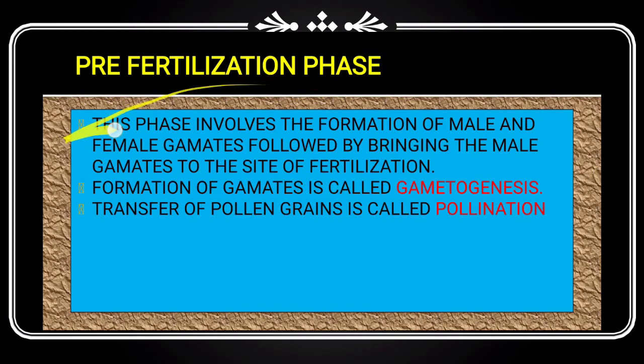This phase involves the formation of male and female gametes, followed by bringing the male gamete to the site of fertilization. Formation of gametes is called gametogenesis. Transfer of pollen grain is called pollination.